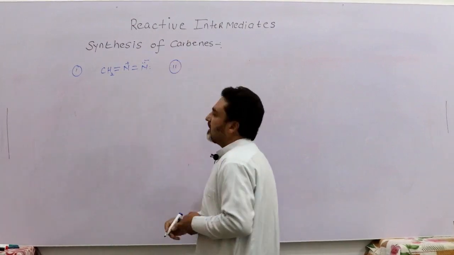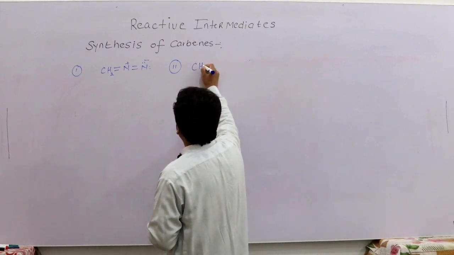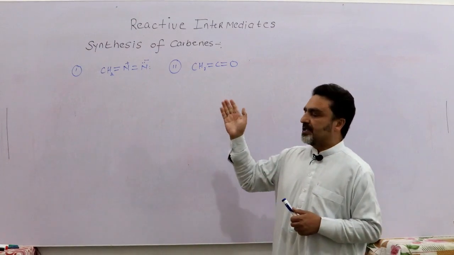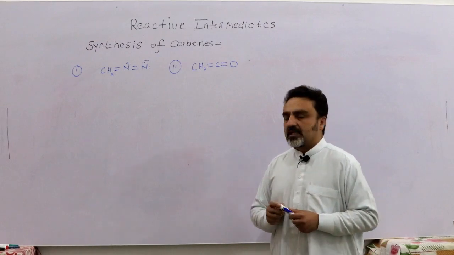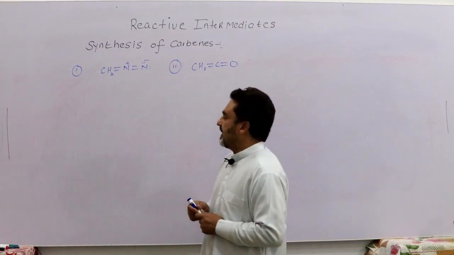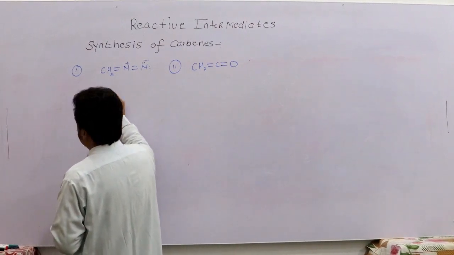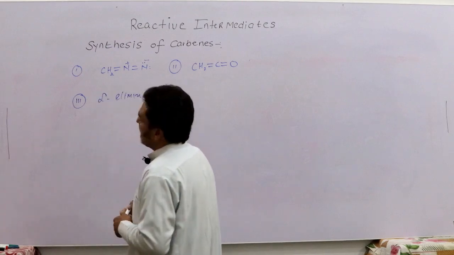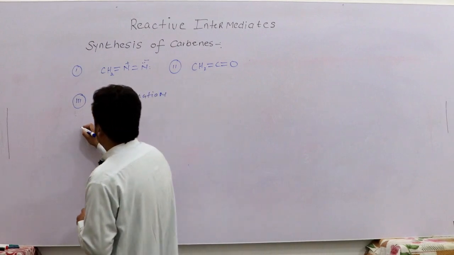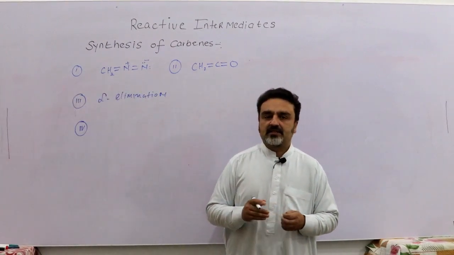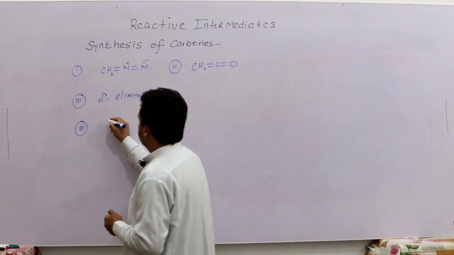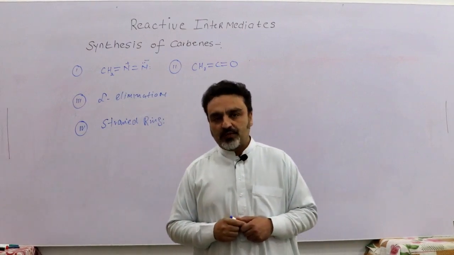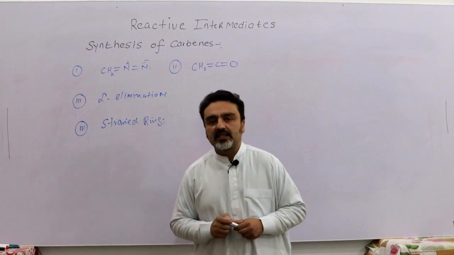Number two, it can be synthesized from ketenes. Look at them, both the structures are almost very similar. Another method through which these carbenes can be synthesized is by alpha elimination. There is another method through which these carbenes can be synthesized, and it is the strained rings. These strained rings can be utilized to produce the carbene as well. So we will be discussing each of them one by one.